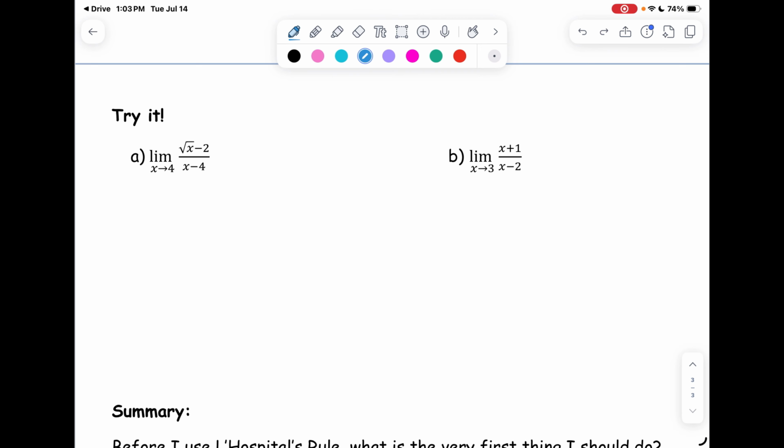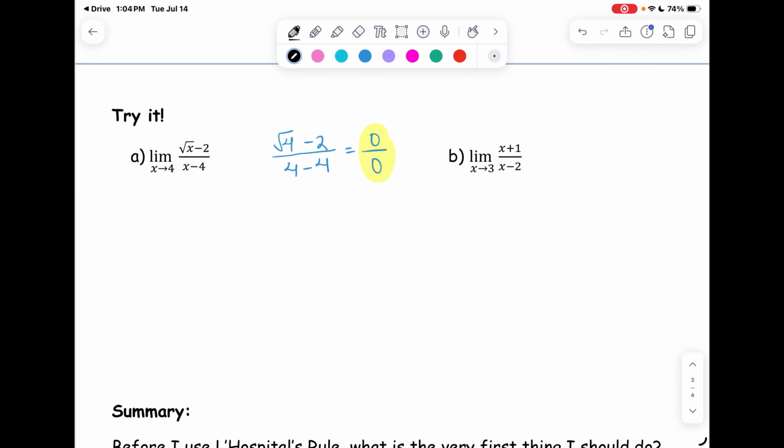So for part A, if we directly substitute for our first step, we have the square root of 4 minus 2 over 4 minus 4. The square root of 4 is 2, so 2 minus 2 is 0. And then in our denominator, we have 4 minus 4, which is 0. We have that indeterminate form, so it is a go-ahead for us to use L'Hopital's rule.